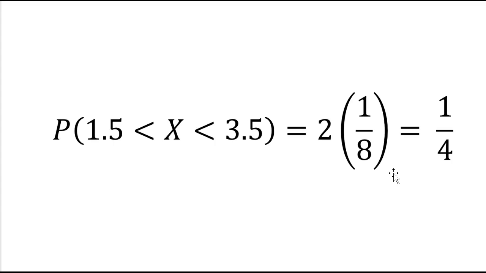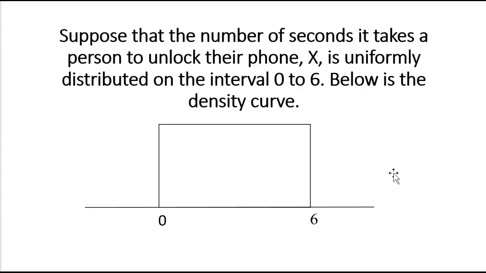So let's do some examples. Suppose that the number of seconds it takes a person to unlock their phone X is uniformly distributed on the interval from 0 to 6. Here is a picture of the density curve. Pause the video and see if you can answer questions A through E. When you come back, we'll look at the answers together.